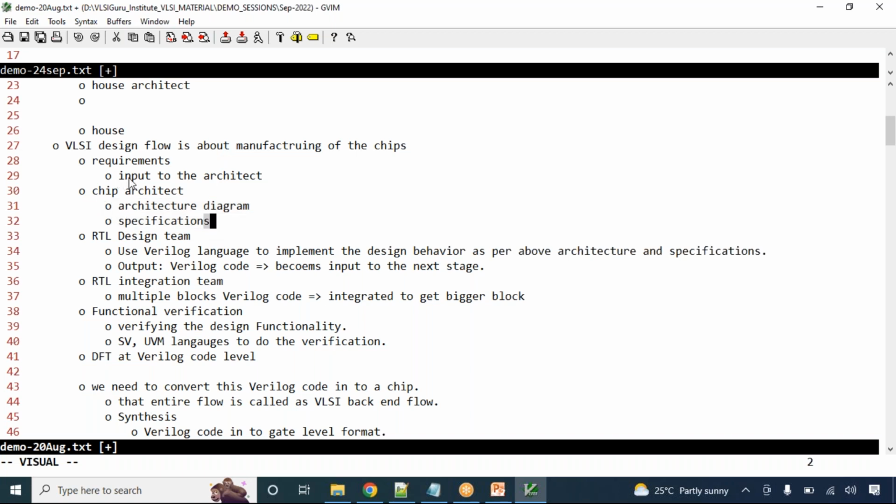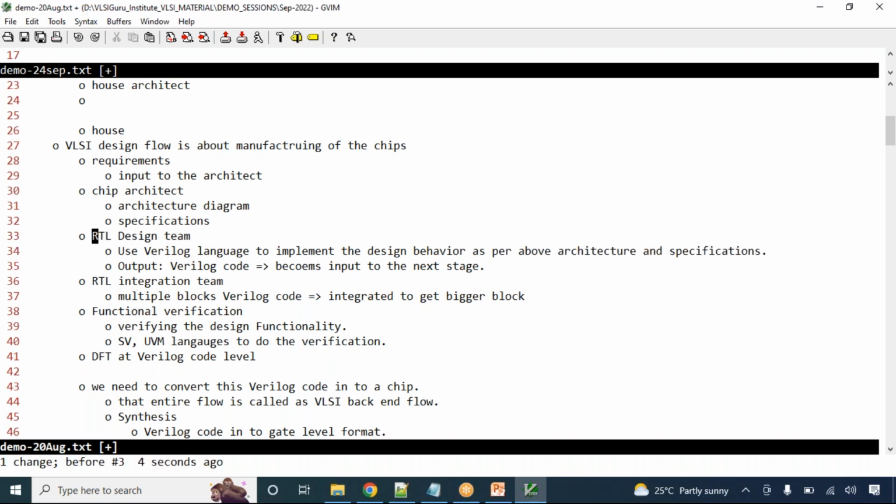Now, once you have that in house construction, what do you do? Once the house architect gives you the diagram, where will you go? You will go to a contractor or a mestri who is going to take it forward. In the same way, we have someone called the RTL design team. In VLSI, there is someone called the RTL design team. Rather, we call them the design team only.